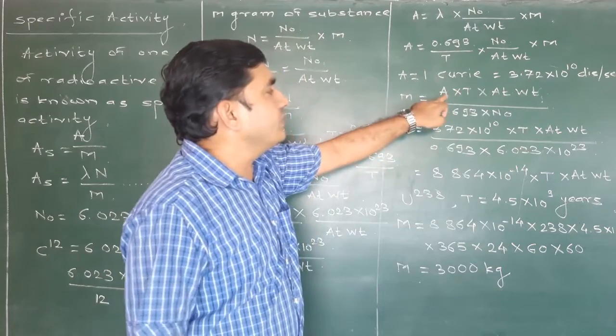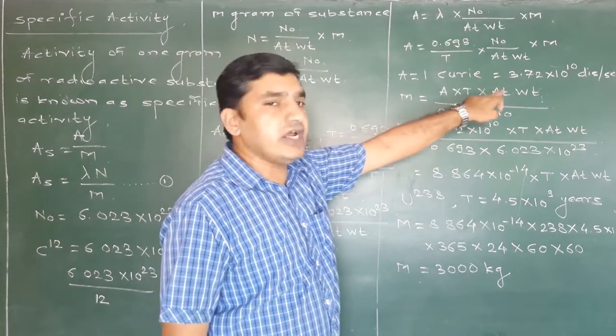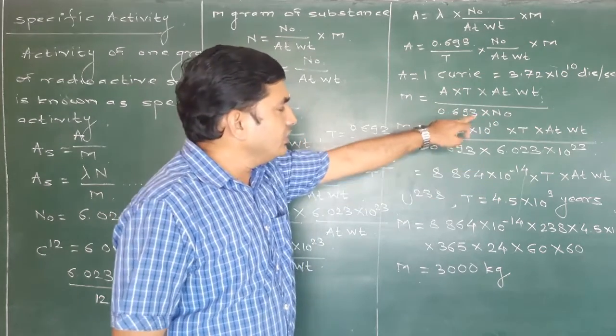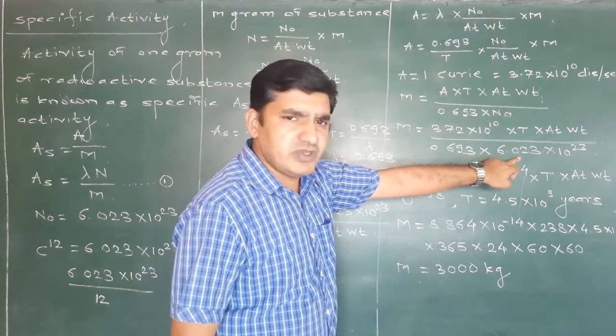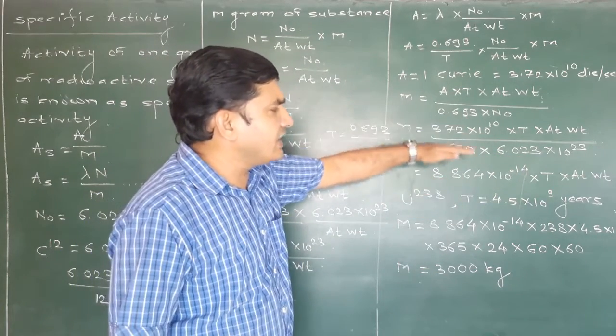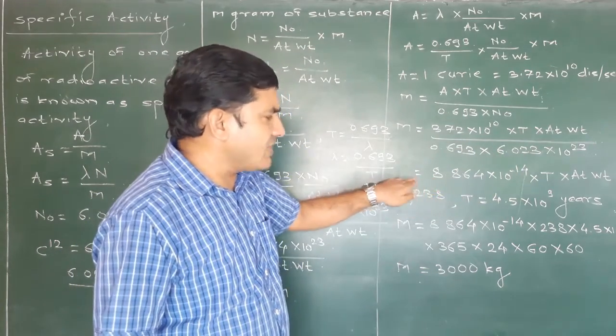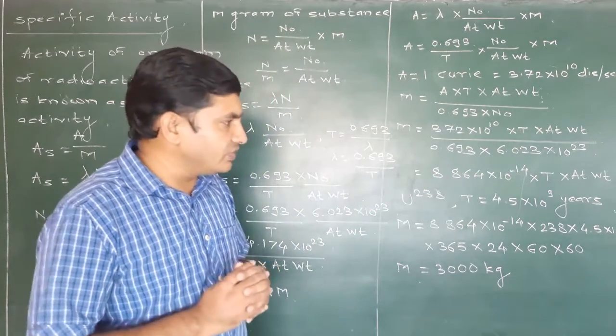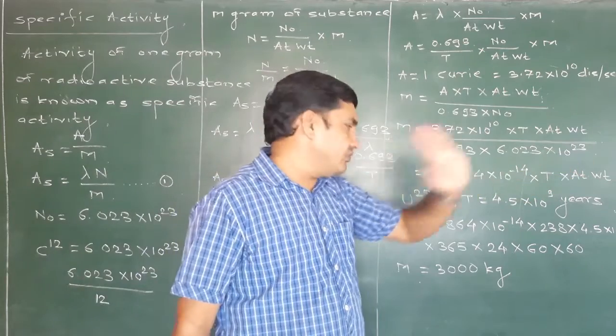Now m is equal to A into capital T into atomic weight divided by 0.693 into N0. Again put the value of Avogadro's number, okay. And when we calculate this, we get mass m is equal to 8.864 into 10 raised to minus 14 into capital T into atomic weight.